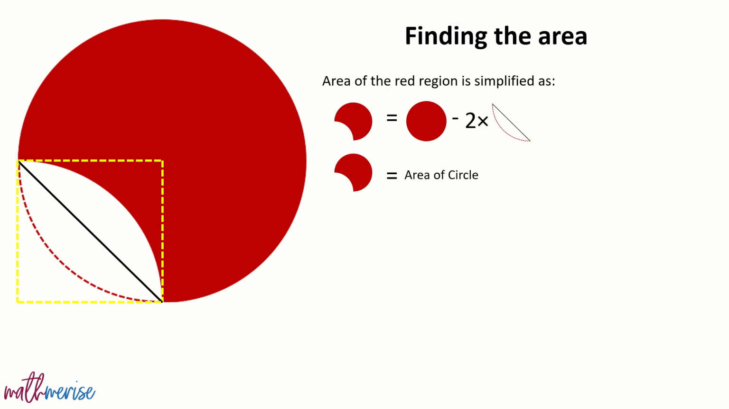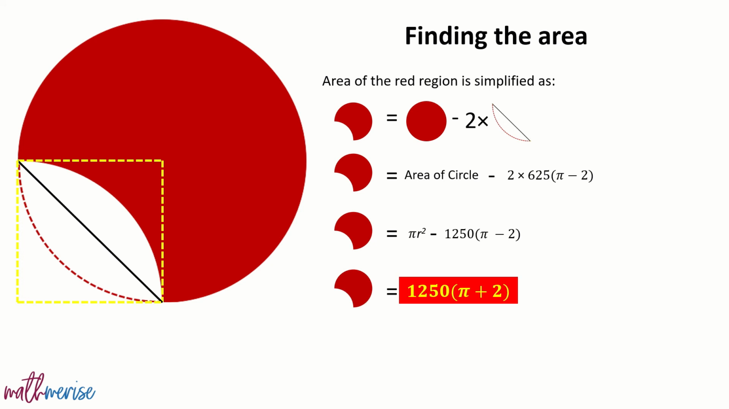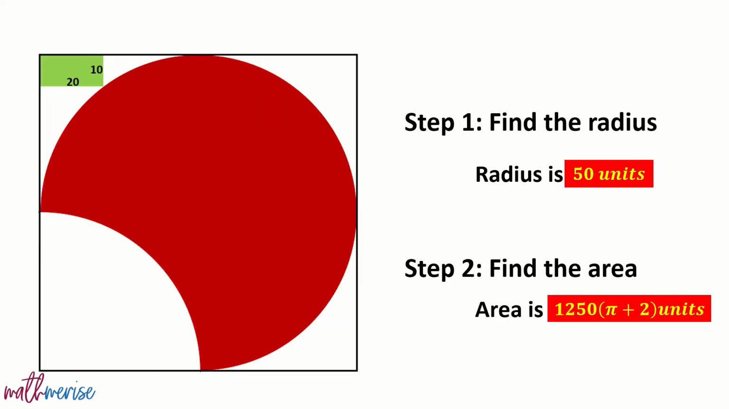Now the area of the red region is simplified as the area of the full circle minus 2 times the area of the circular segment. The area of the circular segment is 625 (pi minus 2). We substitute the values here and we see the area of the red region is pi r squared minus 1250 times (pi minus 2). Simplifying it, we get the area of the red region as 1250 times (pi plus 2). We find the area as 1250 times (pi plus 2) square units.